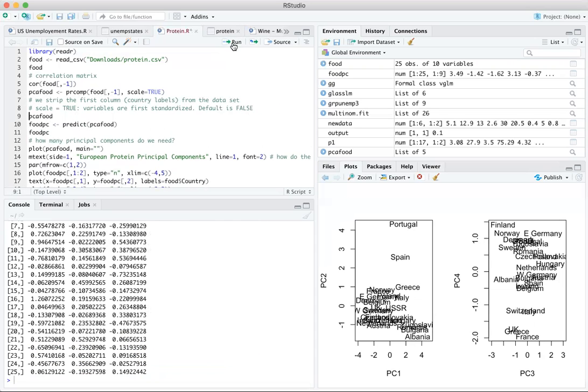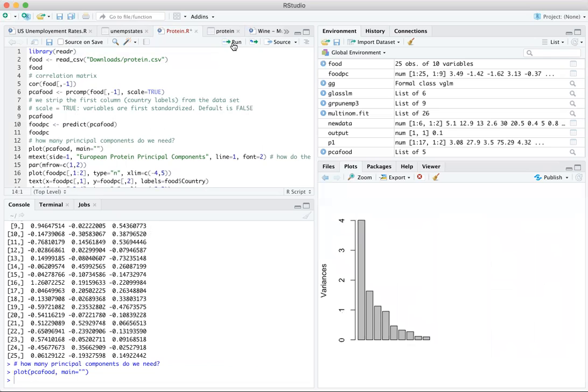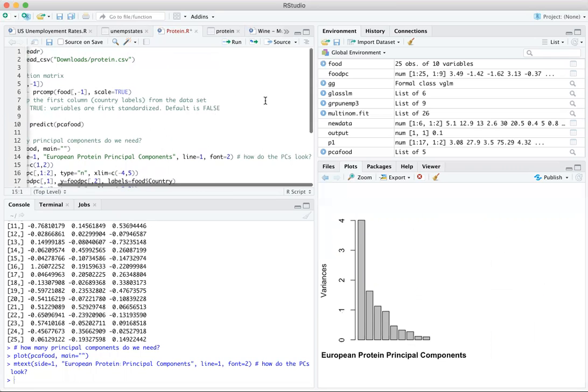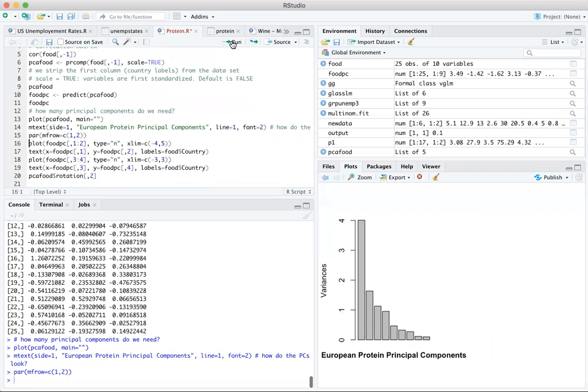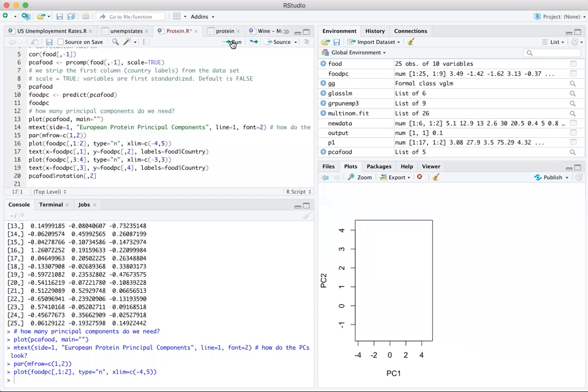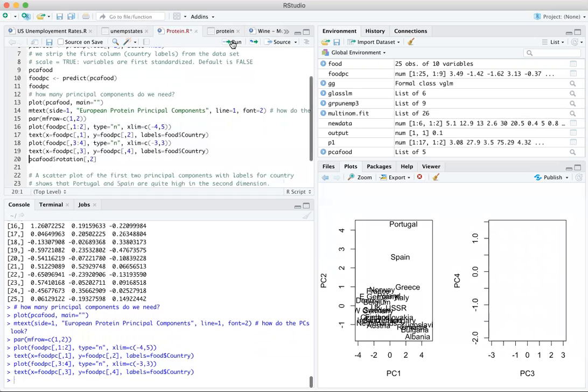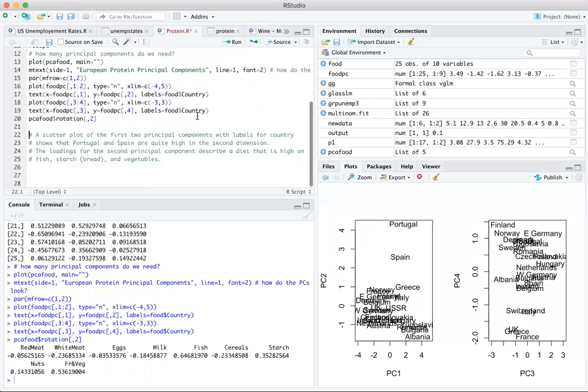So how many principal components do we need? We're going to plot it first. How do the PCs look? A scatter plot of the first 2 principal components with labels for country shows that Portugal and Spain are quite high in the second dimension. The loadings for the second principal component describe a diet that is high on fish, starch, or bread, and vegetables.